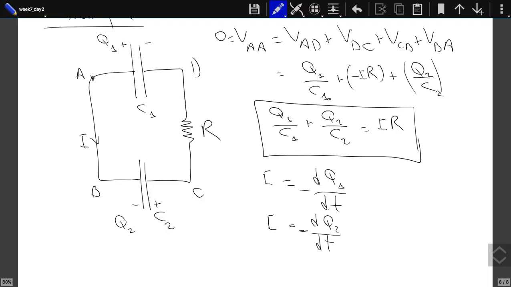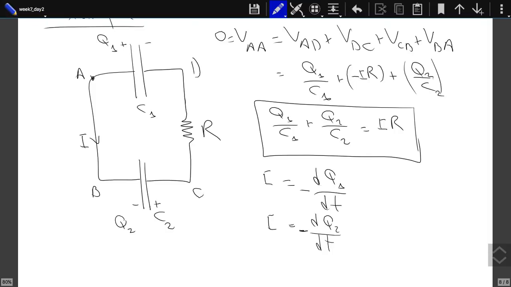Do you agree on the signs? Or you are lost? This one. Well, what I am saying is, let's say I is positive. First of all, do you agree that I should be either plus or minus dQ2 by dt? So the question is, how do we determine the sign? So let's say I is positive.